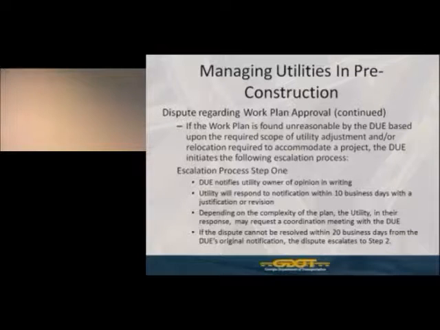Now, depending on how complex the work plan and the utilities are on that project, you, the utility owner, may request an additional coordination meeting with the district utility engineer to see if we can hash out the issues one last time. If the dispute cannot be resolved within 20 business days from that original notification that it was unacceptable, then the district utility engineer is going to escalate it to step 2.